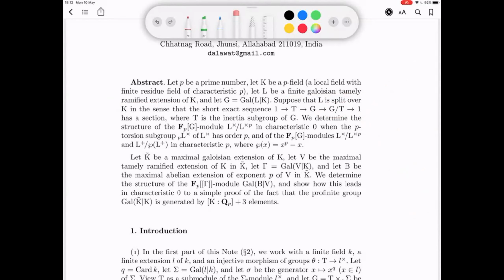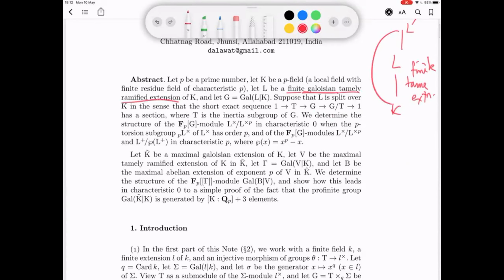In any case, suppose you have L over K, a finite tame extension. Any finite tame extension, it doesn't even have to be Galois. Then you can always find some L prime containing L, which has all these properties: first of all, it's a finite Galois tamely ramified extension, and it's also split. And in fact, further on, we will see that in characteristic 0, we require the P torsion subgroup of L star to have order P. So L prime can be taken to have this property as well.